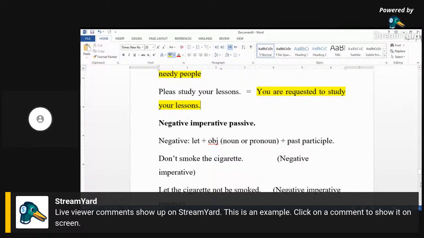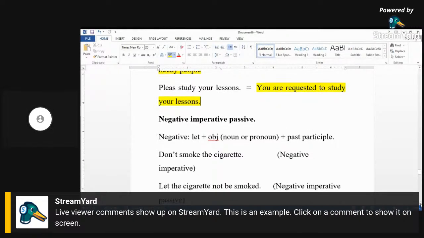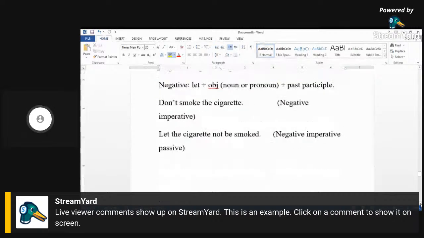Negative imperatives آخرین درس ما هستند. در آخرین قسمت درس ما که یعنی به negative imperative همریه های منفی هستند. Let plus object, یعنی مفعول ما میتونن noun, it could be a noun, it could be a pronoun plus past participle. Don't smoke cigarette دود نکنید. Negative imperative همریه منفی است.